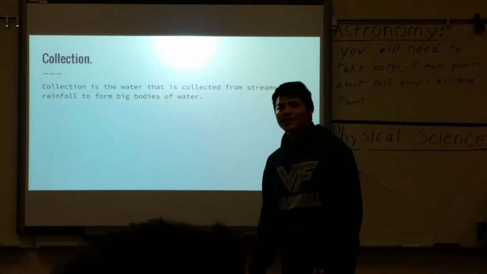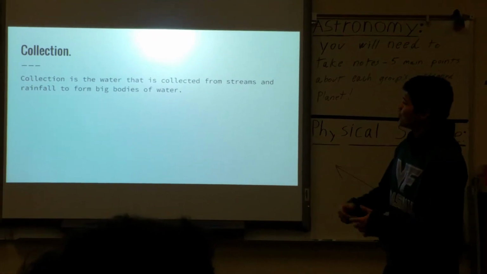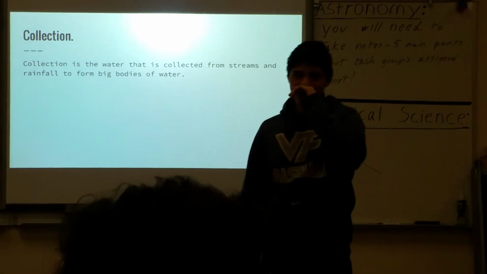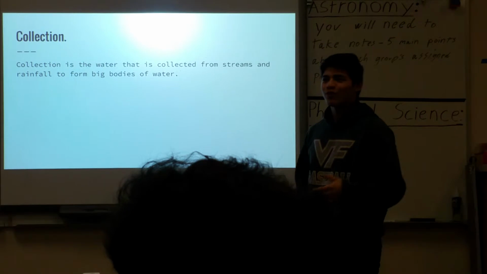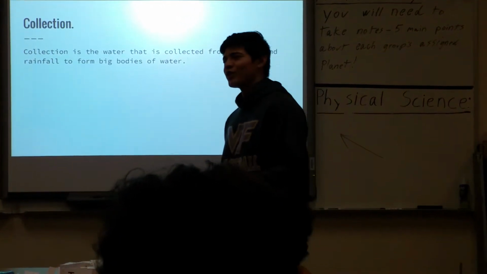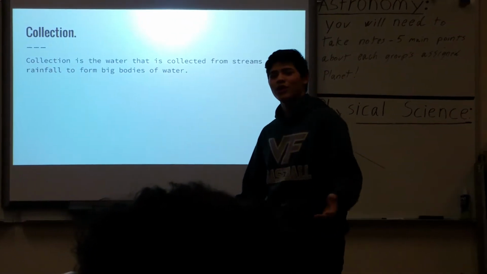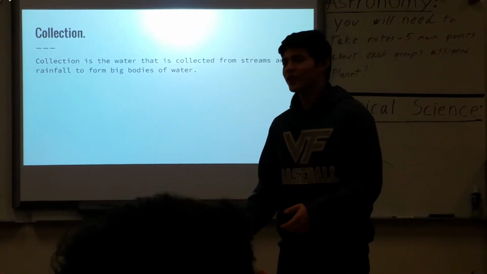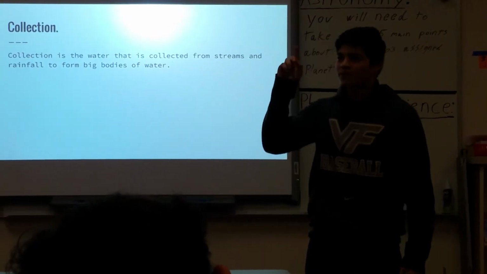And the last part is collection. Collection is the water that is collected from the streams, from the rainfall, into big bodies of water. It helps us because we get most of our water from the mountains, from rain, stuff like that. But what I really appreciate about rain is in third world countries like India and Africa, they don't have clean water. So when it rains, you see the little kids go out there with some jugs, let it rain, and next morning they got drinking water. Shout out to the earth.